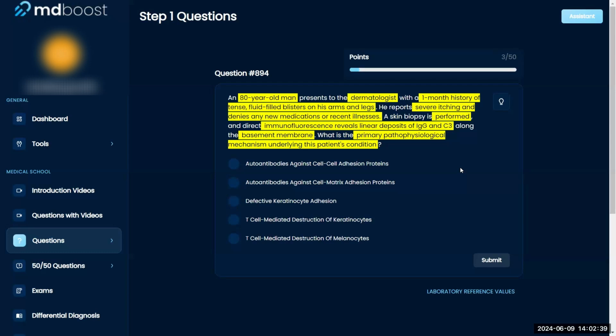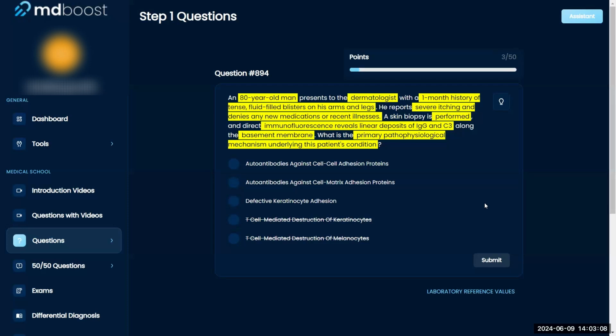Okay, my initial diagnosis would have immediately been bullous pemphigoid, because it's fluid-filled blisters, and it's linear deposition of IgG, and there's no recent infections, no recent medication start, so it's probably not anything with that. And that would be autoimmune, so I would get rid of T cell, keratinocytes and melanocytes and anything with that. So autoantibodies against cell matrix adhesion or cell to cell adhesion.